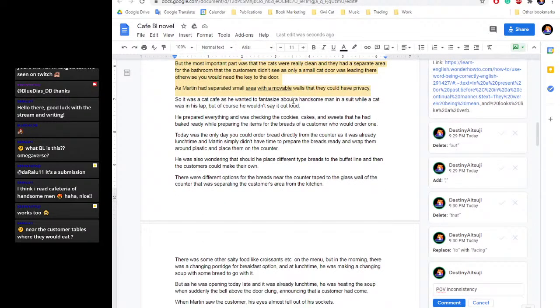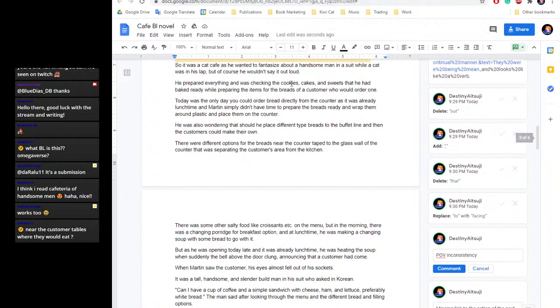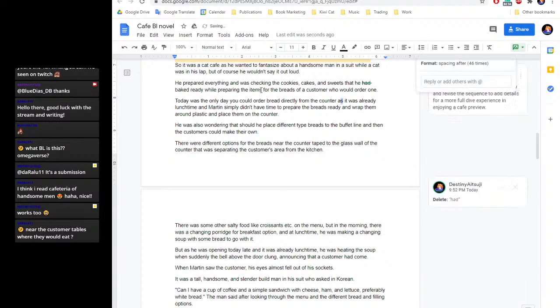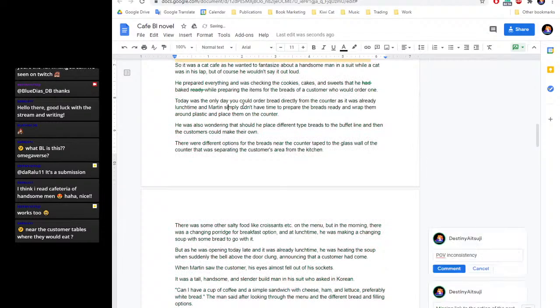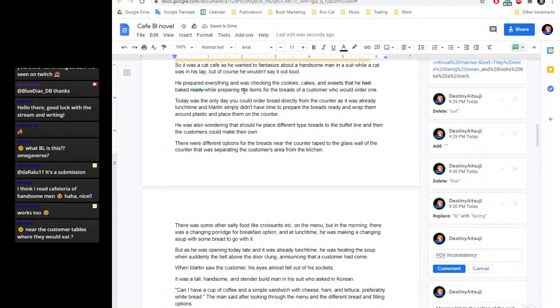So yeah, it's a cat cafe. She wanted to fantasize about some handsome man in a suit while the cat was in his lap. Of course, you wouldn't say that aloud. Okay, nothing wrong with this. He prepared everything and was checking the whatever, and he had baked already. He's passive again. He baked. Wow, passive while preparing items. The items for the breads of a customer who would order one. I will just highlight this because I don't understand.